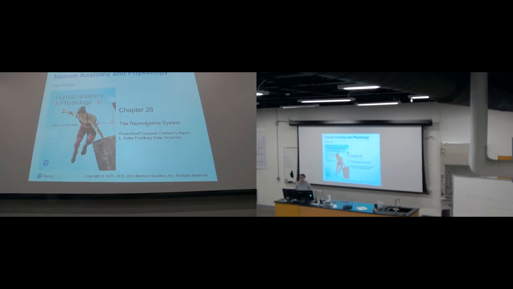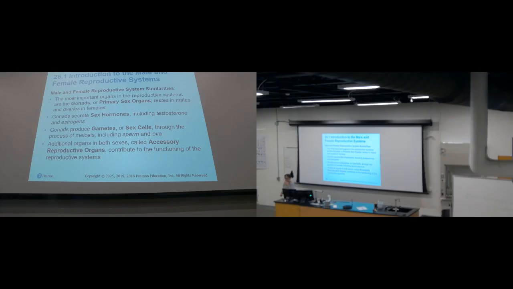So chapter 26, it's about the reproductive system. We saw similarities between the female and male reproductive systems, which include that both systems have gonads, which are the primary reproductive organs. Gonads will produce hormones like estrogens and progesterone in the case of females, testosterone in the case of males, and then they produce gametes. Gametes are the sex cells, sperm cells and egg cells.